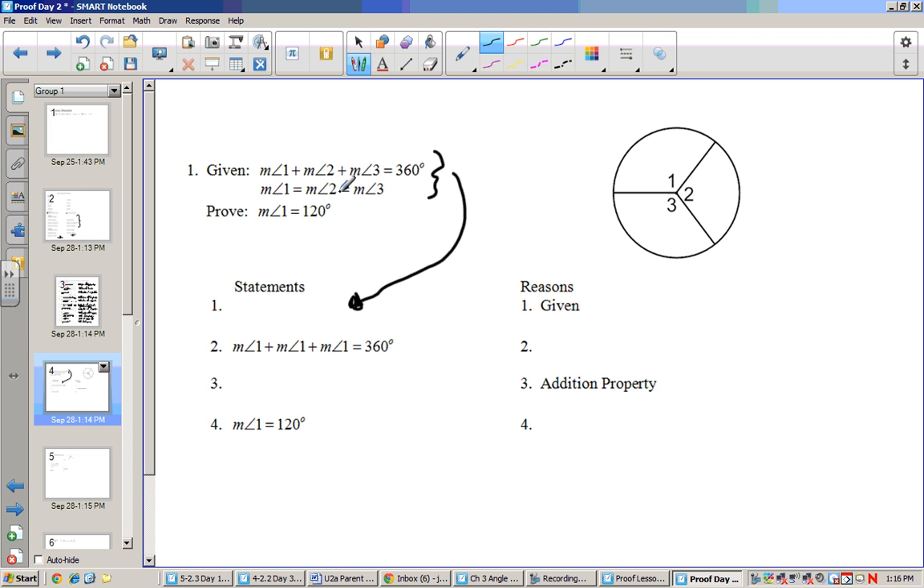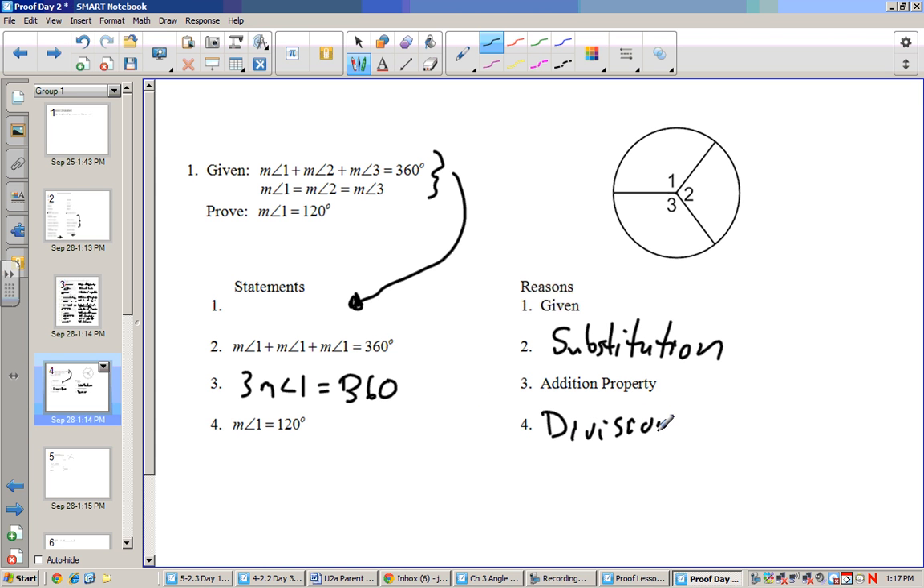So then if we know this, the measure of angle 1 plus angle 1 plus angle 1 is 360. Well, I know these two are equal, so I'll just put angle 1 in there. And I know those are equal, so I'll put angle 1 in there. That's by substitution. Now if I know those three add up to 360, I can just add them together. So 3 times the measure of angle 1 is equal to 360. And how I get from this line to this line is I divide on both sides. So that's the division property.